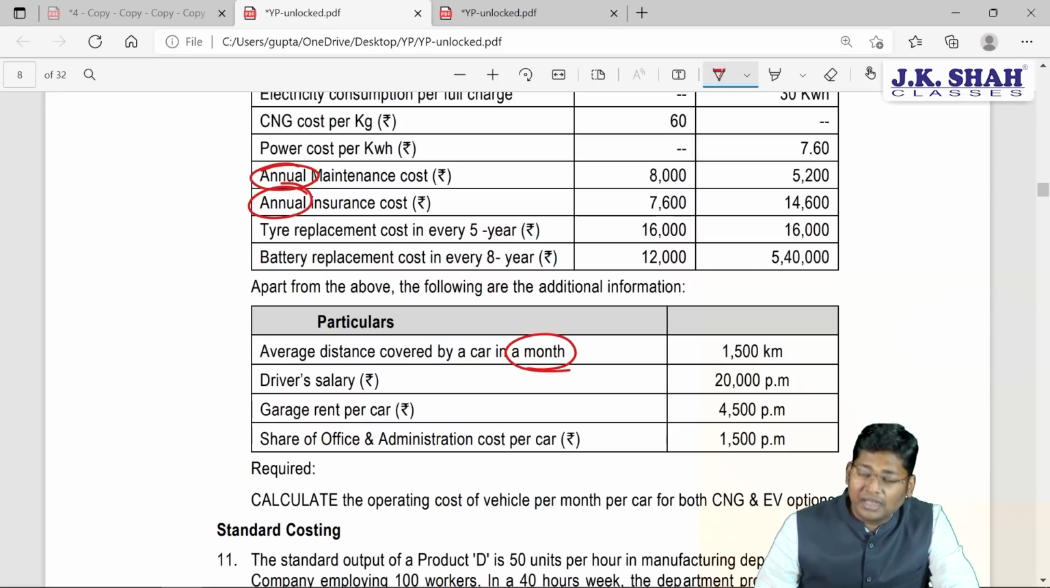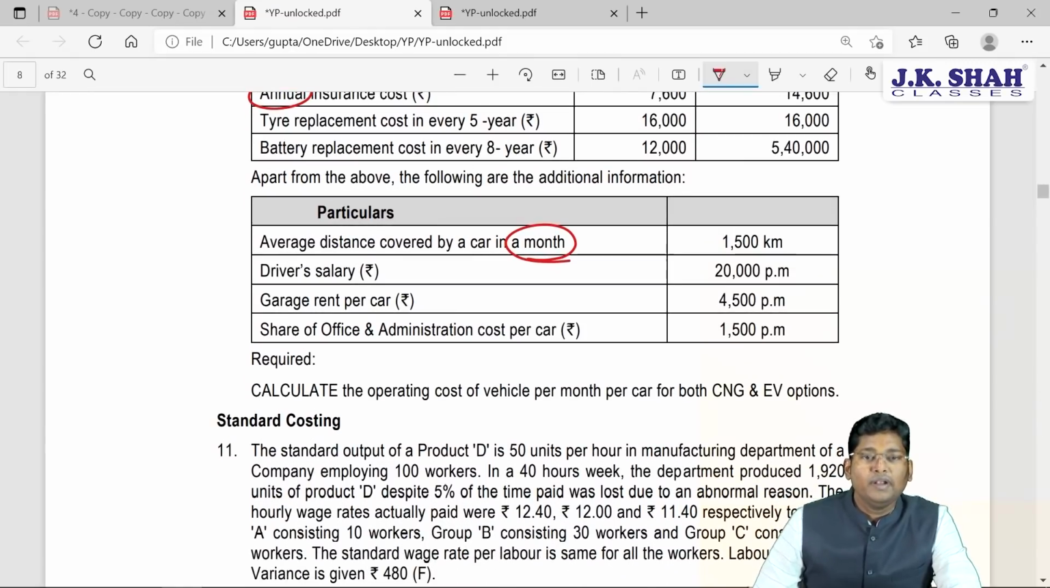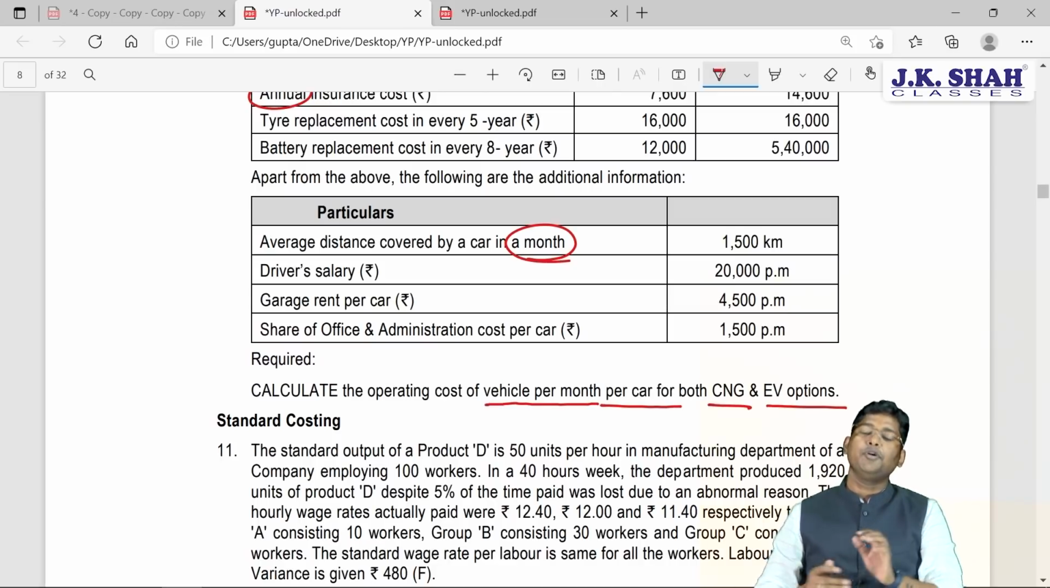Garage rent per car is also available on a monthly basis, and share of office and administration cost per car is also available, 1,500. These are the administration overheads allocated to the car. We are required to calculate the operating cost of vehicle per month per car for both CNG and EV options. For both the options, they have asked us to calculate cost per vehicle per month.